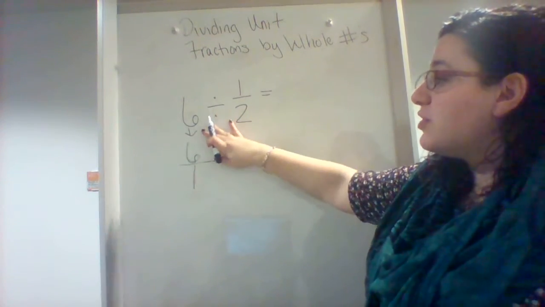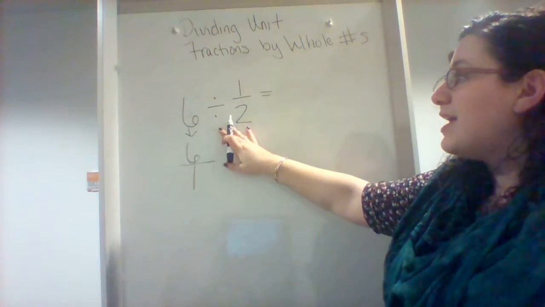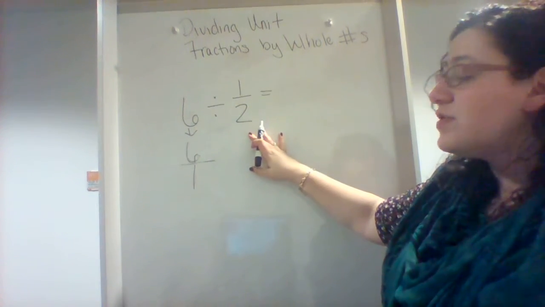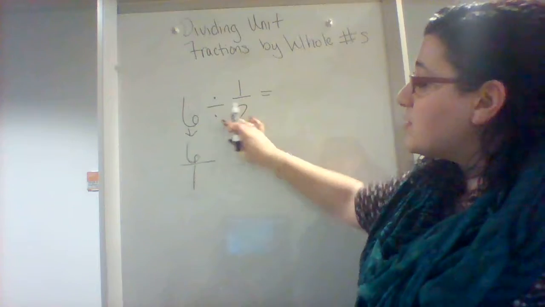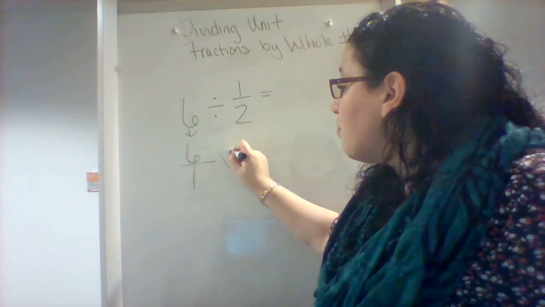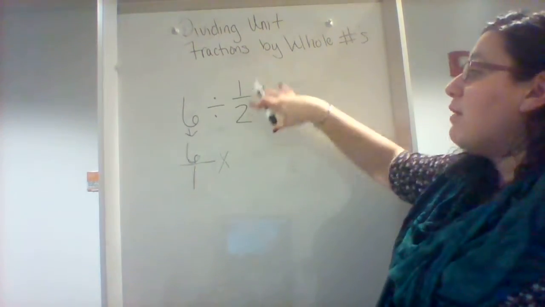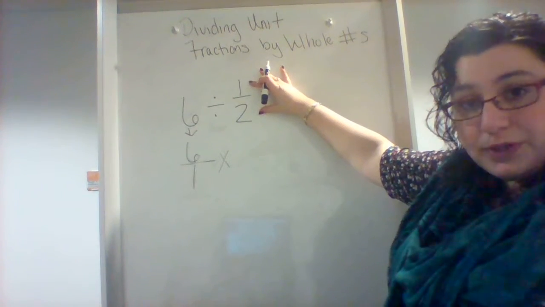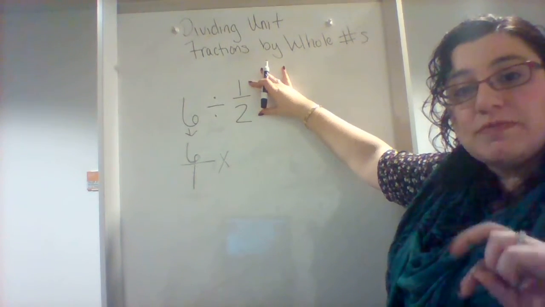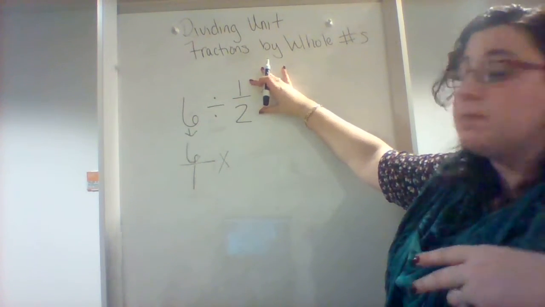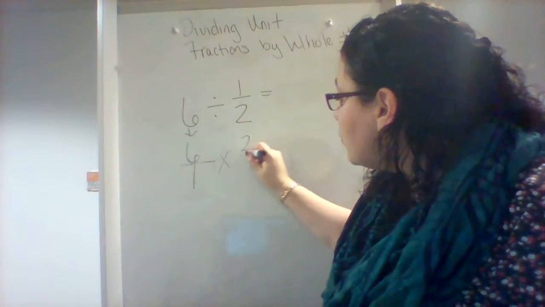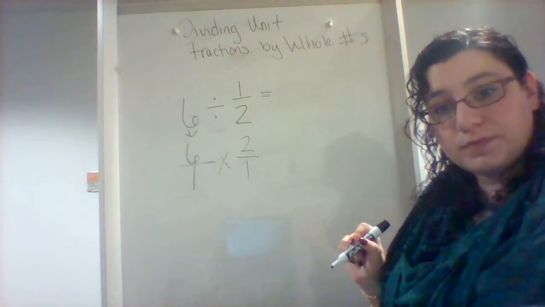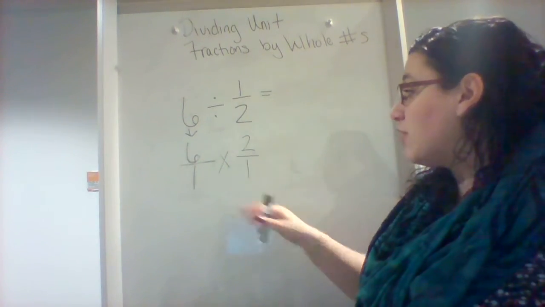All right, so your first number, we just bring it down. Now, to divide by fractions, you're actually going to multiply by the reciprocal, which means our division symbol changes to a multiplication symbol, and we're going to use the reciprocal of 1/2. Now, reciprocal just means you flip the fraction upside down. So 1/2 becomes 2 over 1. And then I just multiply straight across.